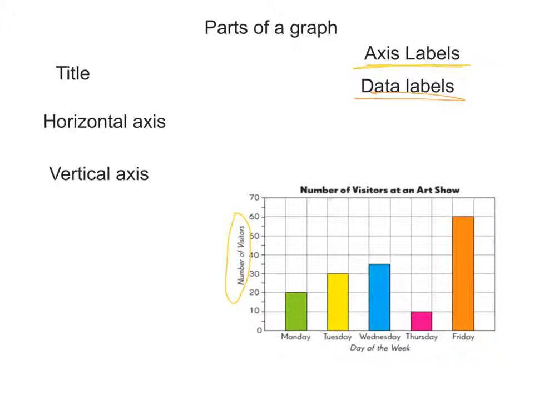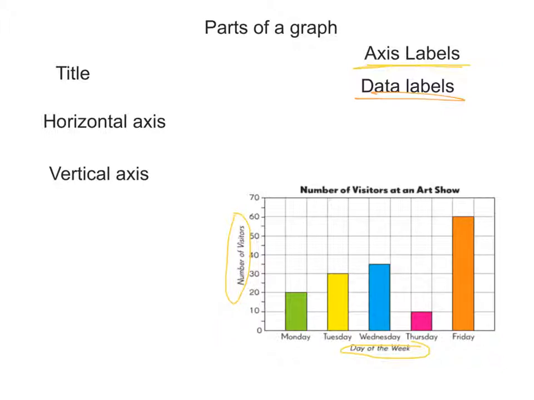And this is the axis label of the horizontal axis. It's day of the week. So that way we know specifically what the Monday, Tuesday, Wednesday, Thursday, Friday means. It's not just random names. We know why they're there. We have to label both the horizontal and the vertical axis so there's no confusion when someone tries to read this chart.